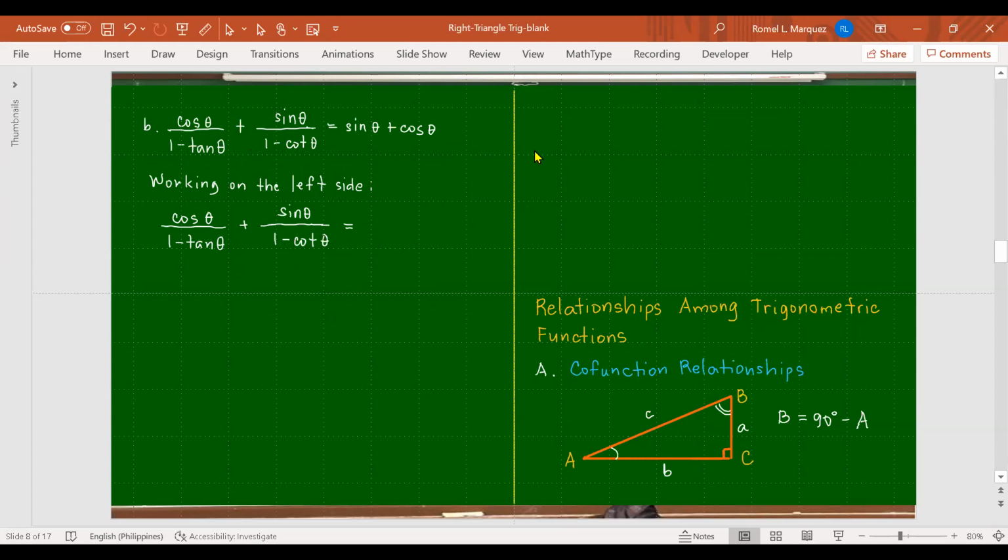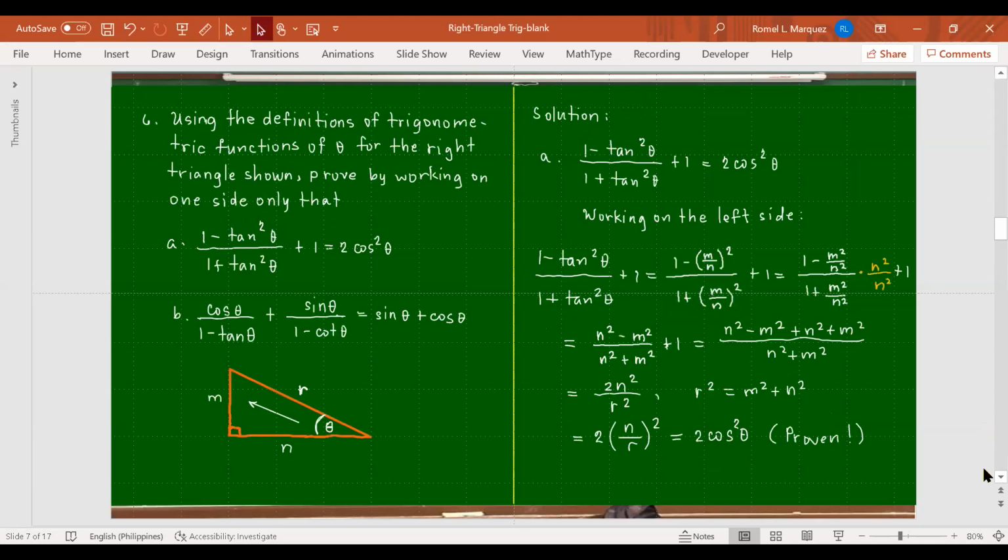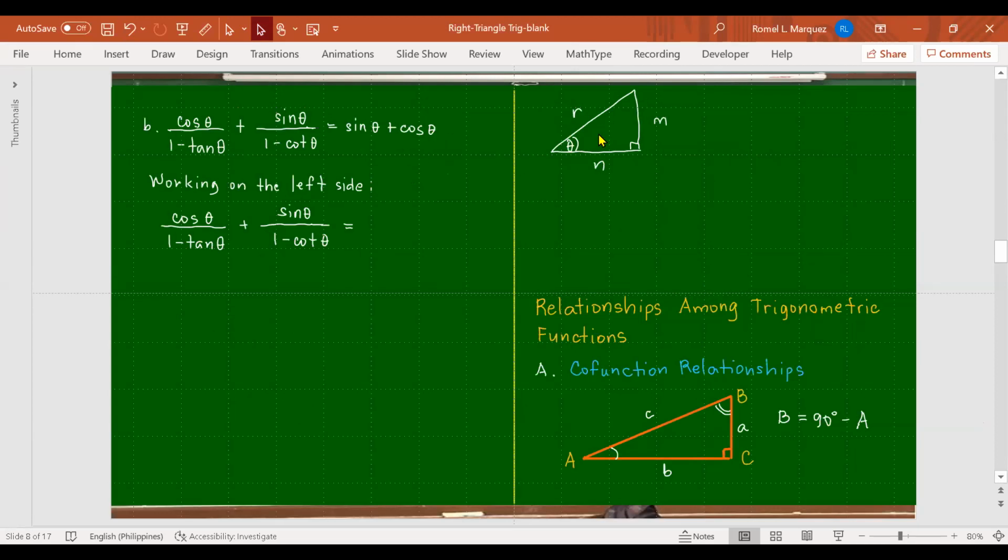Okay? So again, because the triangle is not visible anymore, let me draw again the triangle. This is the triangle. This is R. This is theta. And this is M. This is N, if I'm not mistaken. M over N. So this is our reference. So cosine theta. What is cosine theta, guys? Cosine theta is adjacent over hypotenuse.